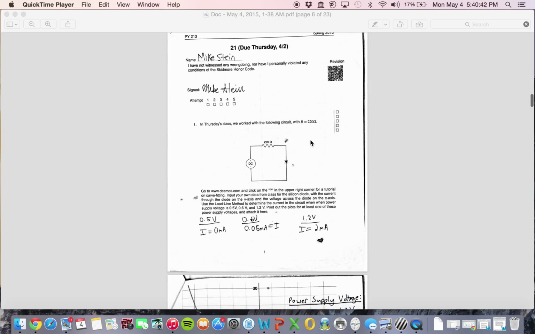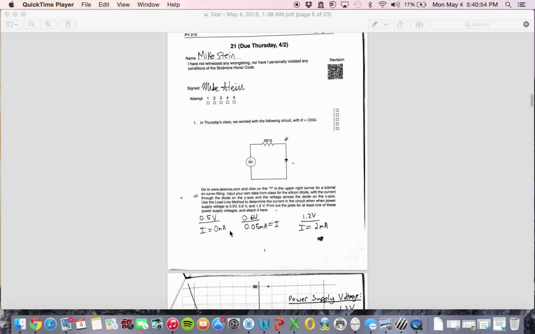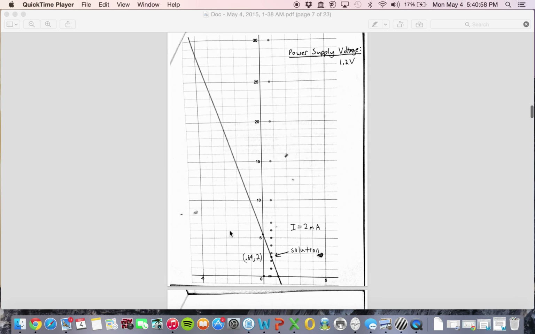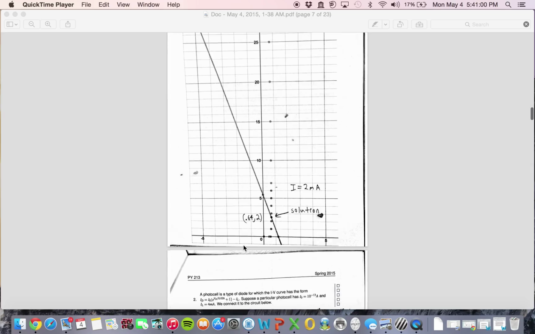Assignment 21, we're plotting load lines over an IV curve for supply voltages of 0.5 volts, 0.6 volts, and 1.2 volts. We read these right off the graph, the y-coordinate of the intersection, and we get these currents, and here I show you the 1.2 volt supply voltage, and you can see the intersection here and the point.